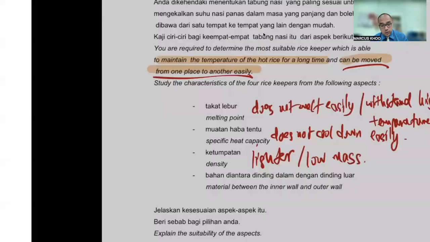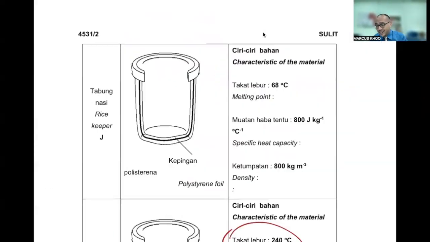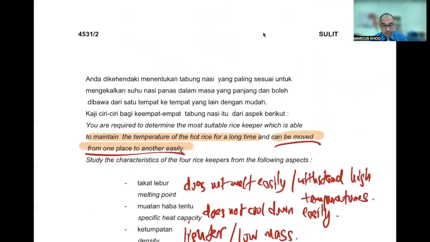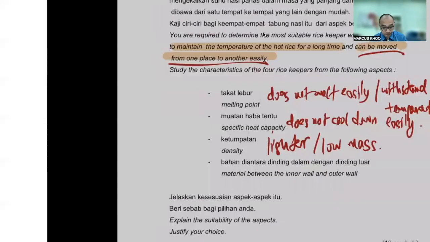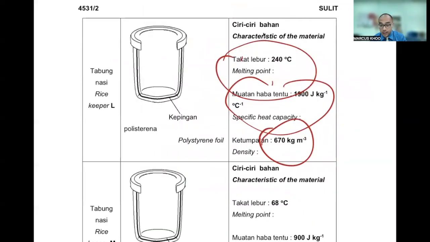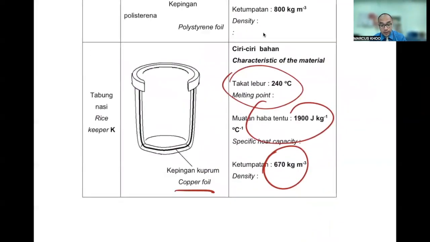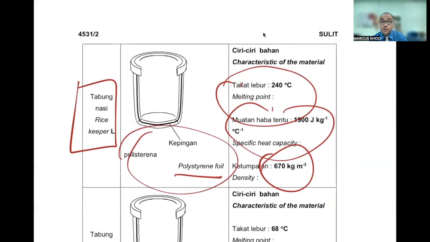Okay, so of course at this point you kind of see that it's either L or it's K. So I think the thing that differentiates this is the material between the inner wall and the outer wall. Our choices are either polystyrene or copper. Obviously we want polystyrene lah, so our final answer will be L.